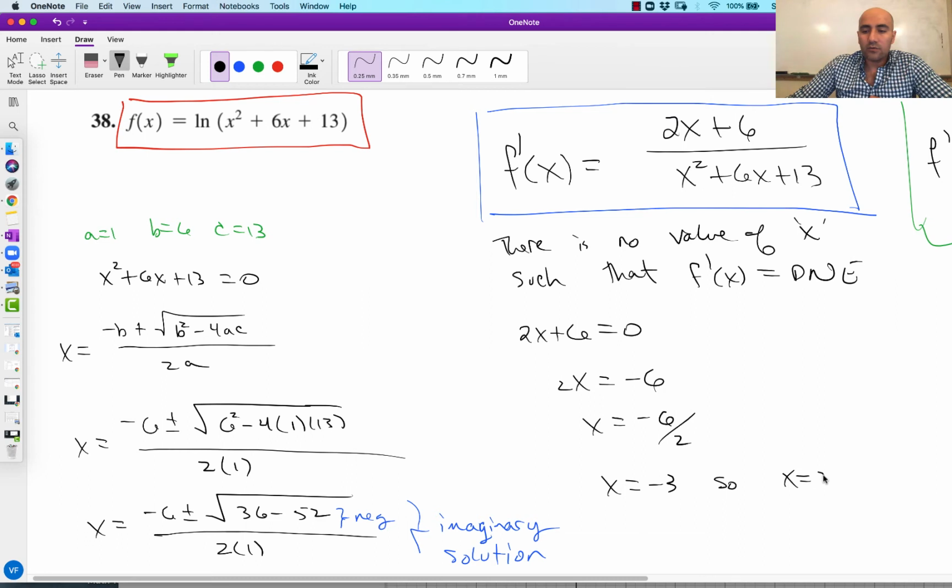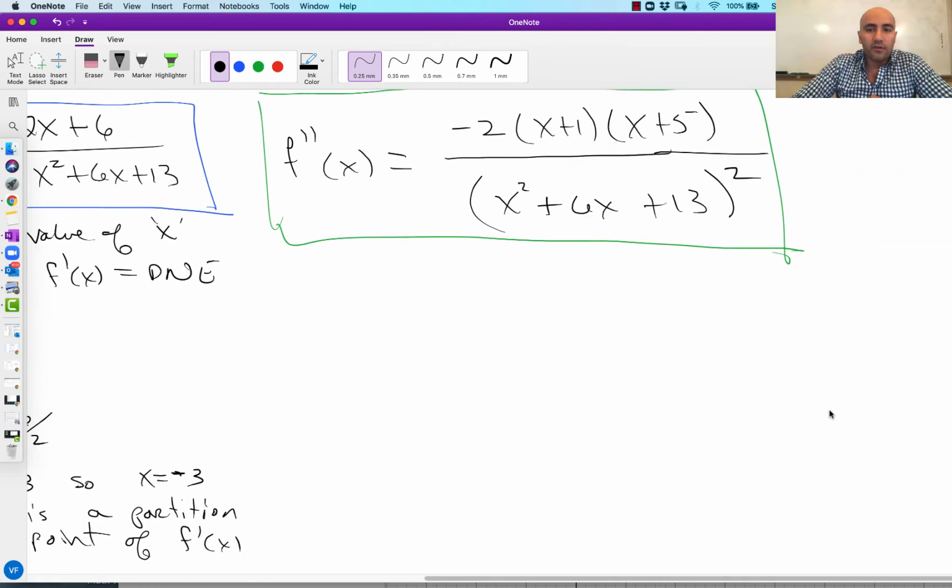So x equals negative 3 is a partition point of the first derivative, f prime of x. Okay, let's keep going to the second derivative.